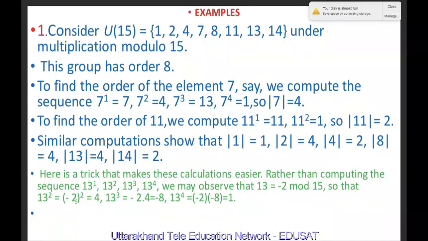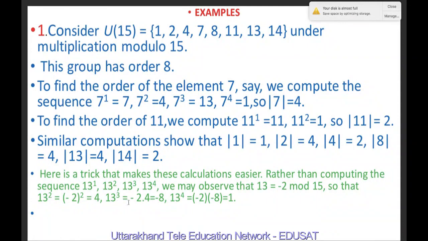13 square is equal to minus 2 whole square. Minus 2 whole square is 4. If we divide it by 15, the remainder is 4. So now it is easier to calculate. Rather than calculating 13 square, which is a big number, 169, so the calculation is lengthy. Instead of calculating 13 cube directly, we use that 13 square is 4 and 13 is minus 2. So it is minus 2 into 4.